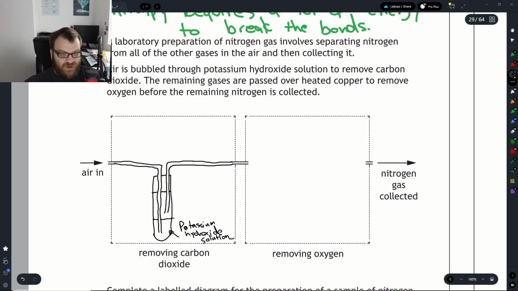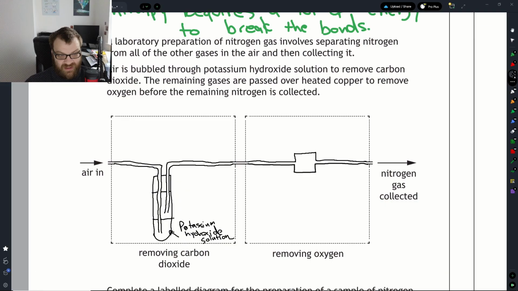In stage 2, we're passing them over heated copper to remove the oxygen before the remaining nitrogen is collected. This one we're asked to pass it over the copper. That means I want to put the copper in the middle. The gases that go from left to right hand side have to pass through this.